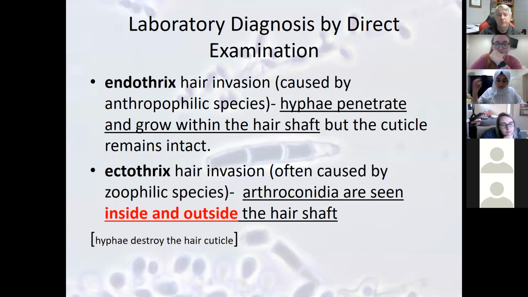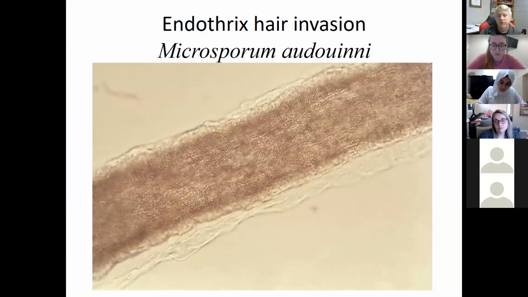Endothrix, hair invasion caused by anthropophilic species. The hyphae penetrate and grow within the hair shaft, but the cuticle remains intact. Ectothrix, hair invasion often caused by the zoophilic species, the animal species. The arthroconidia are seen inside and outside the hair shaft. The hyphae destroy the hair cuticle. So you see inside the hair shaft, that's where it is. It's not growing outside as a nodule, it's actually invaded the hair shaft.